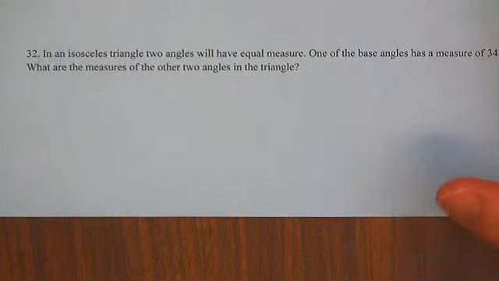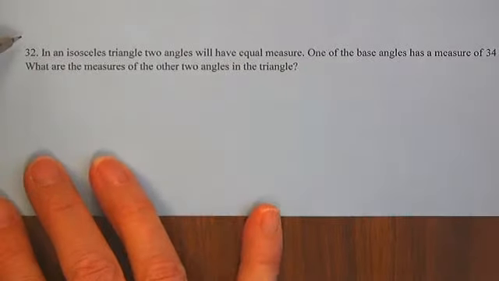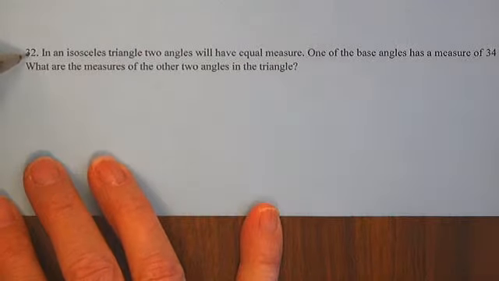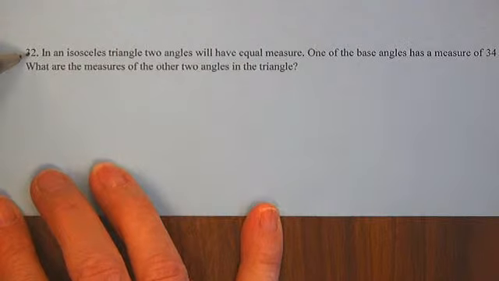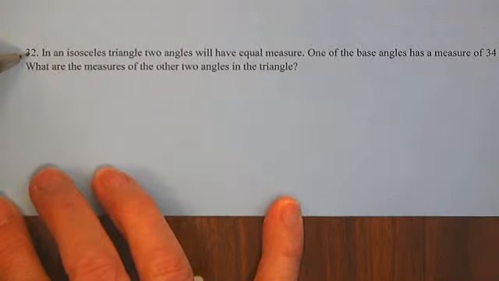Geometry, congruent triangle review, problems 30, 31, and 32. In an isosceles triangle, two angles will have equal measure.